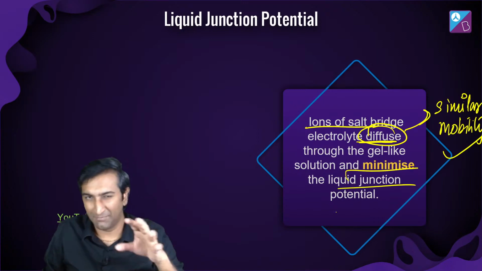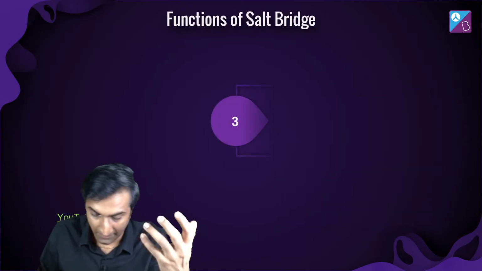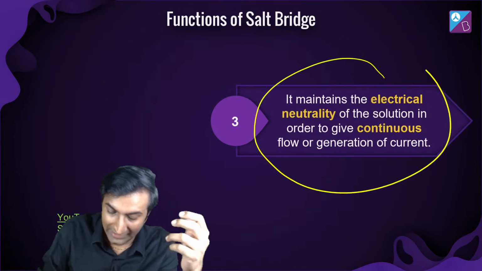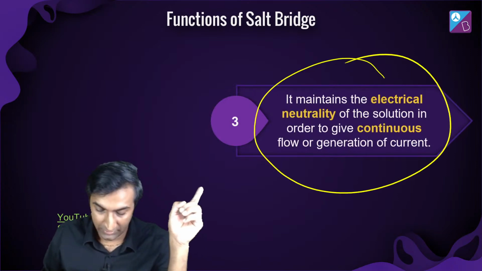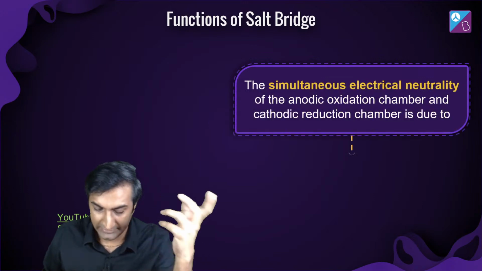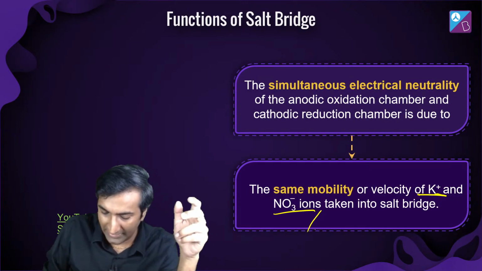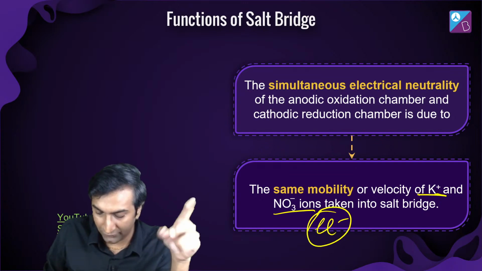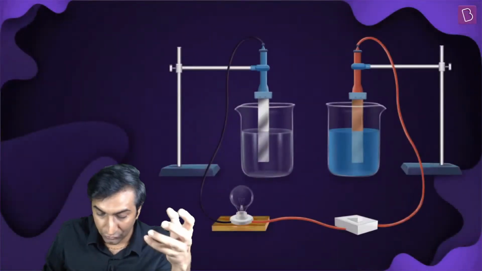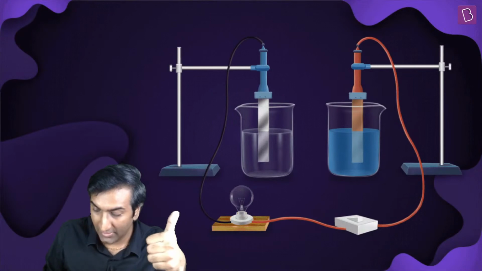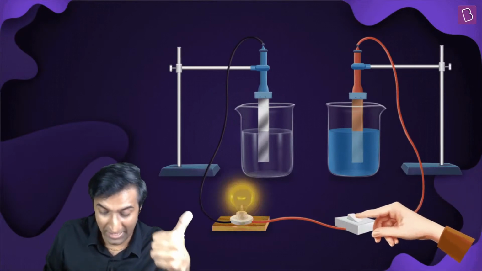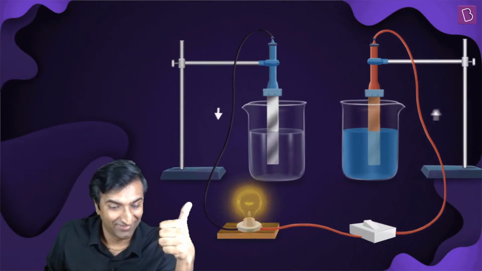This part is usually not mentioned. ये थोड़ा extra information है. ठीक है. And electrical neutrality वाला part I already told you how. ठीक है. Continuous flow of current. That's it. ठीक है. So it has K plus NO3 minus या फिर Cl minus हो जो भी हो. They have the same amount of velocity and mobility. So once you do that, then all is well. And finally, yay! The bulb glows.